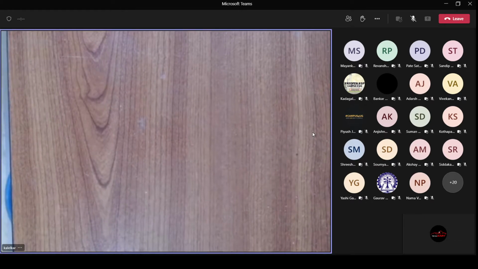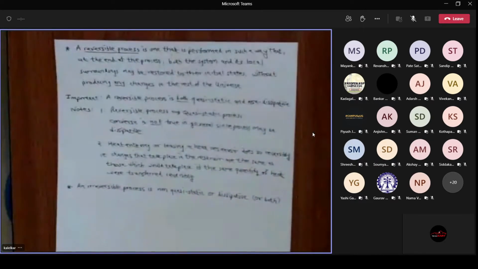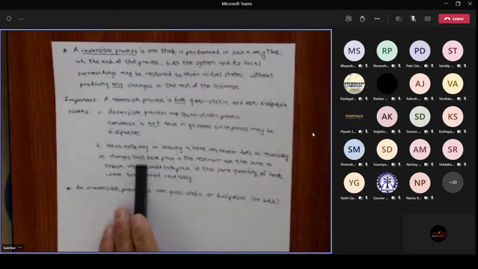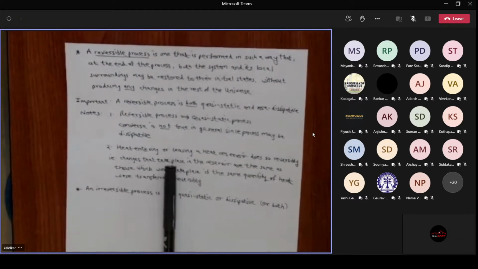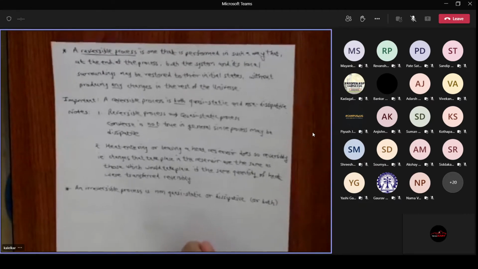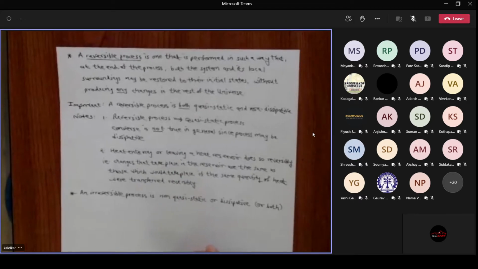Now I want to talk about a very important concept which was asked by somebody also, right? Somebody asked a question long back. I don't know who that was. The question was about the connection, or relation, between quasi-static process and reversible process. Who was that person? Somebody asked the question. I don't know if that person is here or vanished. Is a quasi-static process reversible? I think that was the question.